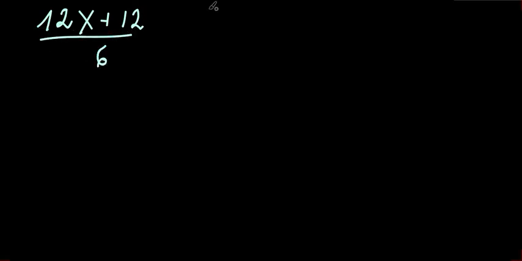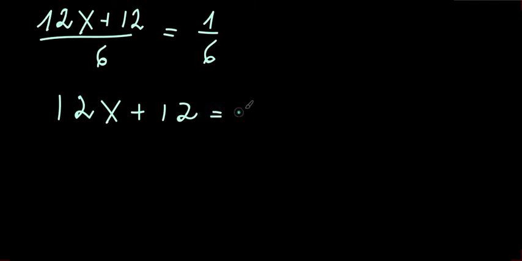Okay, so let's move to another example. Let's say we have 12x plus 12 divided by 6, and it is equal to 1/6. So now our denominators are equal. It's 6 and 6. So if denominators are equal, then the numerators are equal. So we can immediately write this as 12x plus 12 is equal to 1.